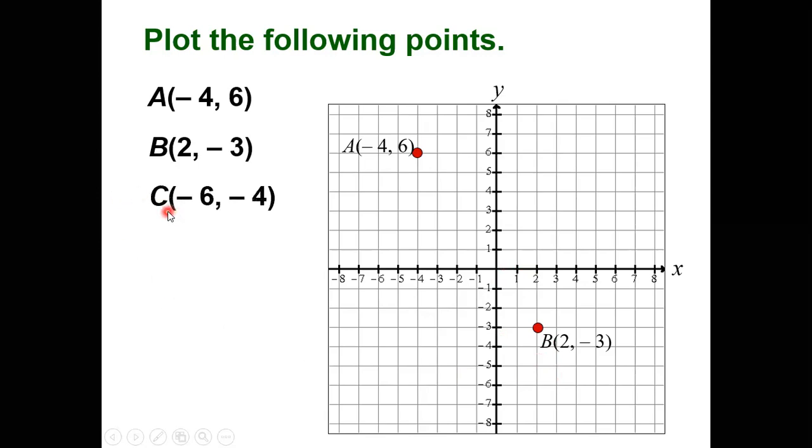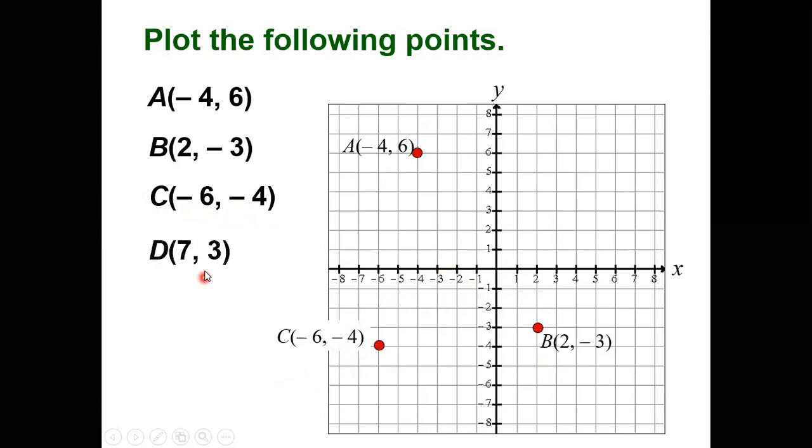And the next point is -6, -4. The first x coordinate is negative, so we want to move to the left, and the y coordinate is also negative, so we want to move down. So first move 6 places to the left, and after that, if the y coordinate is negative, we want to go down 4 units, 4 places down, and this is the coordinate -6 comma -4.